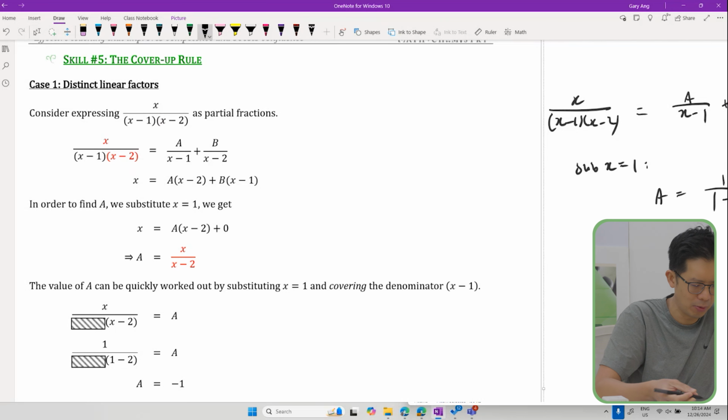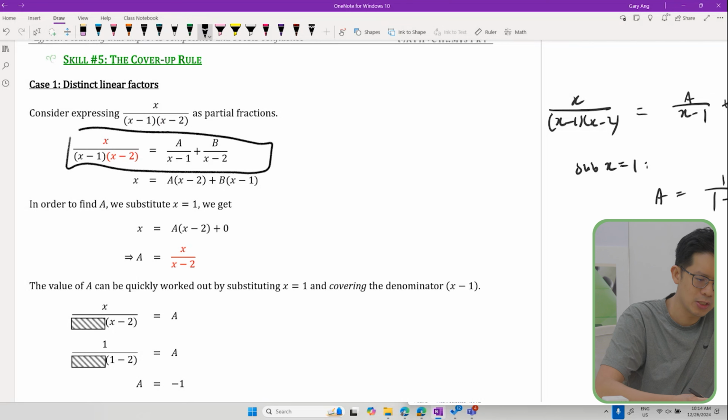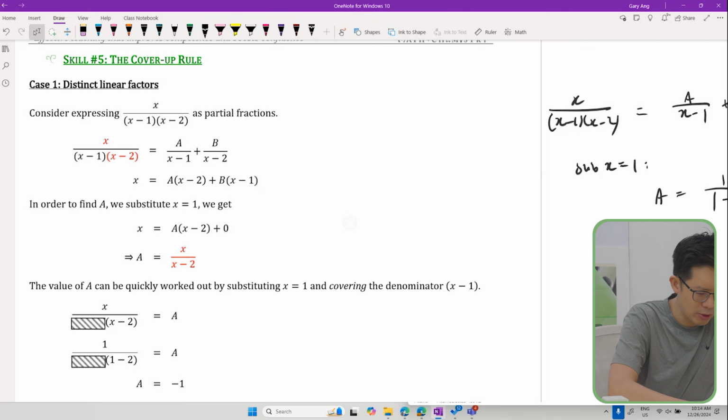What do you mean normally? Normally, what do we do? Like I said, usually we split it up this way. That's usually step 1 of the cover-up rule. We split up into the individual smaller fractions. And then what we do is we try to make all the fractions go away, disappear.